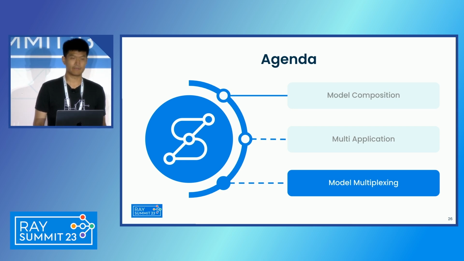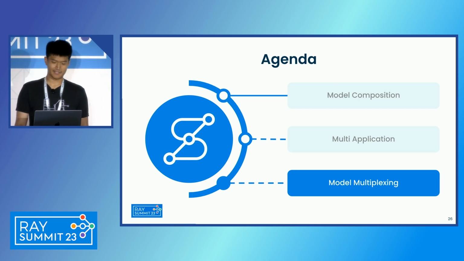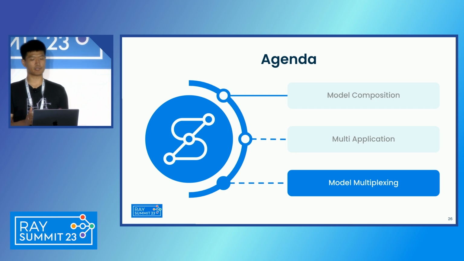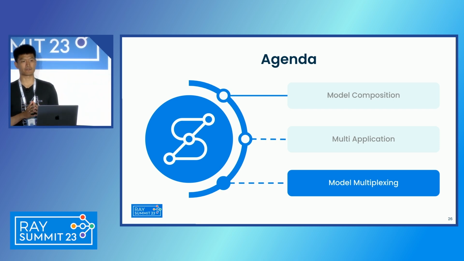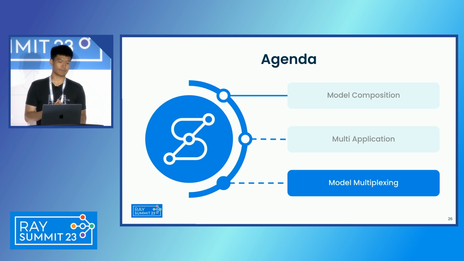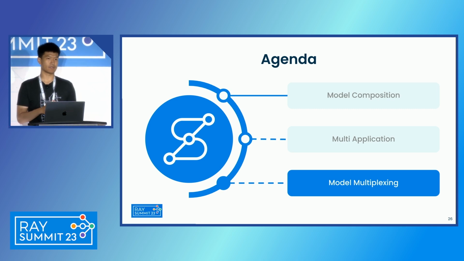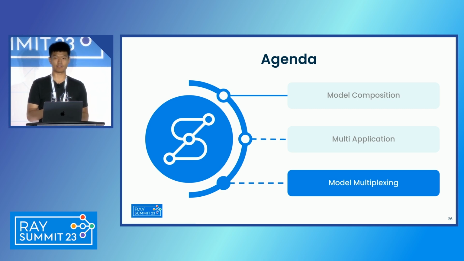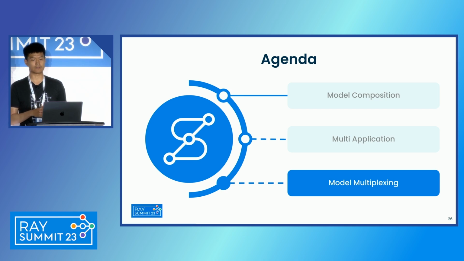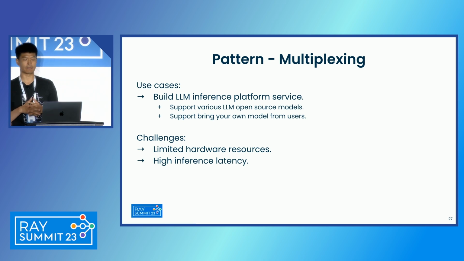Thank you, Cindy, for deep diving into model composition and multi-application use cases. In the previous scenarios, we typically load all the models into the server cluster at once for serving. But as we see the emergence of LLM use cases, serving a large number of models requires more resources than what the cluster can provide. So to support this scenario, we introduced a new Serve API called multiplex. Before going to the API, I want to go through a simple example.